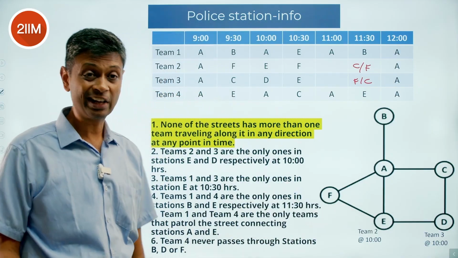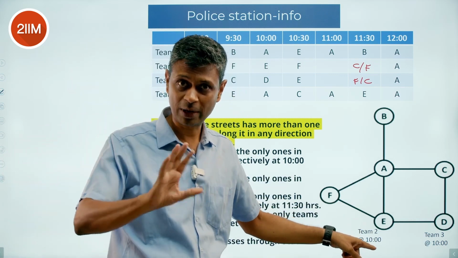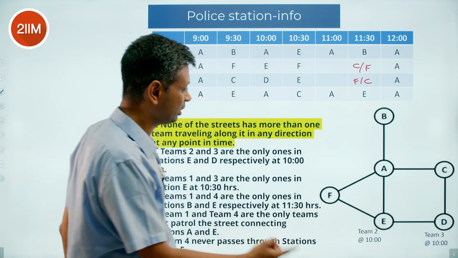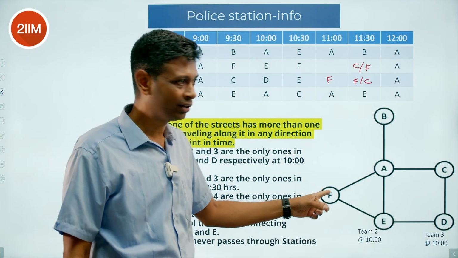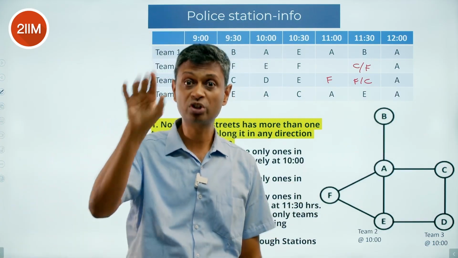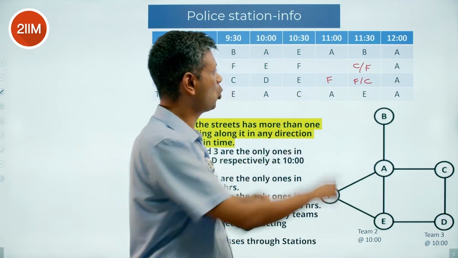Could this person reach via F? Cannot go to EA. That's not possible. EA is patrolled only by 1 or 4. Can go to D or F. Assume it comes to F. Then from F, you cannot go to C and come to A. That's not possible. Cannot go to A directly because there's one more step that is required. There are 3 legs sitting in here. So this could not have been F.